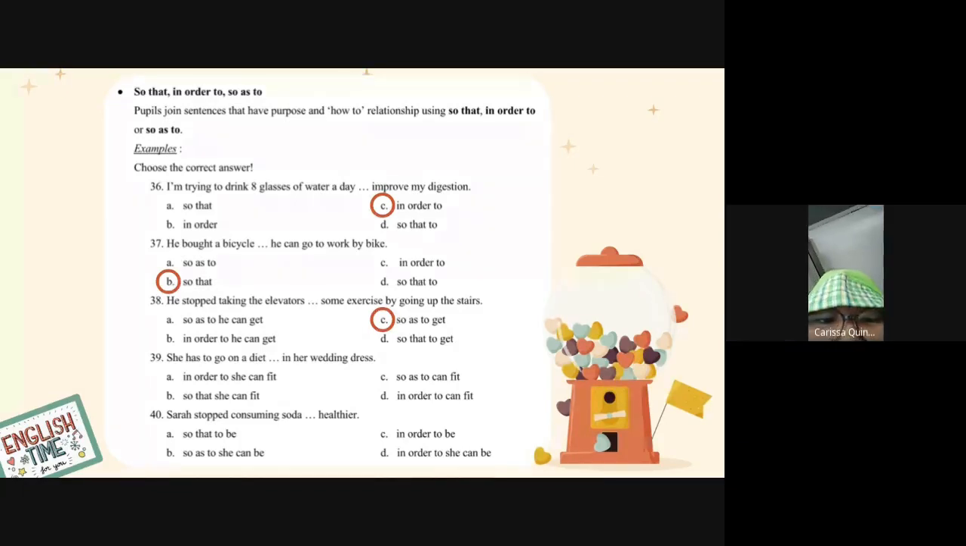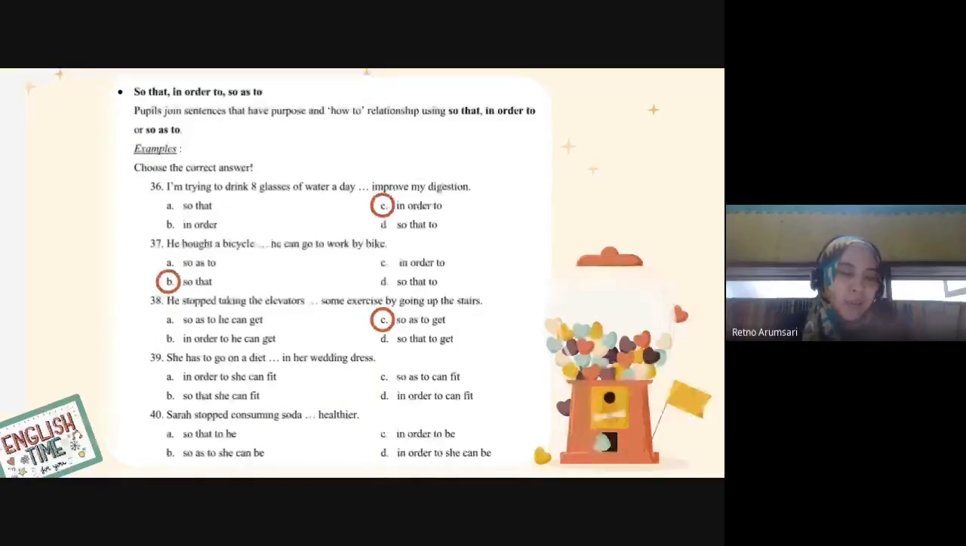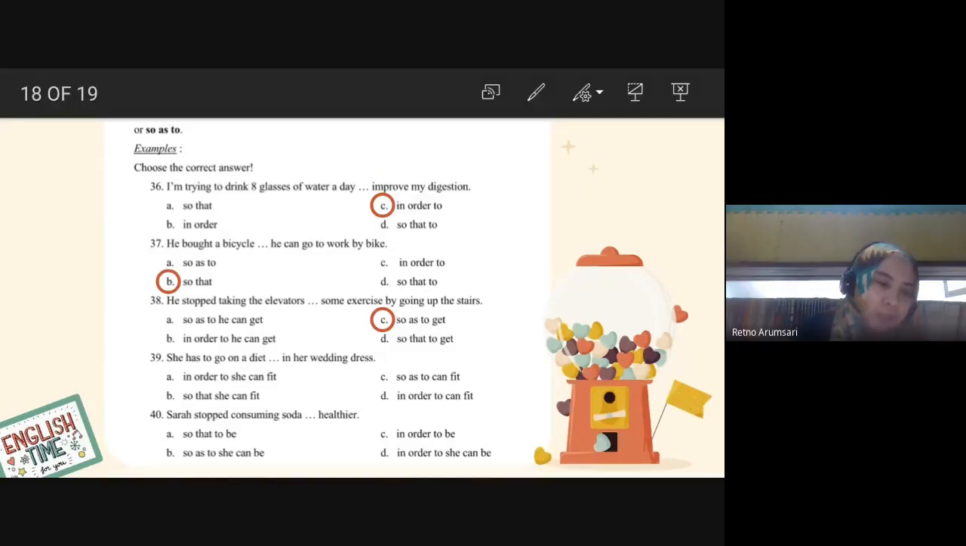A is wrong because after "so as to," you have to go straight to the verb one. So for A, you have to cross out the "he can," right? For B, why is B wrong? Same with A. If you use "in order to," you have to go straight to the verb one. So you have to cross out the "he can."